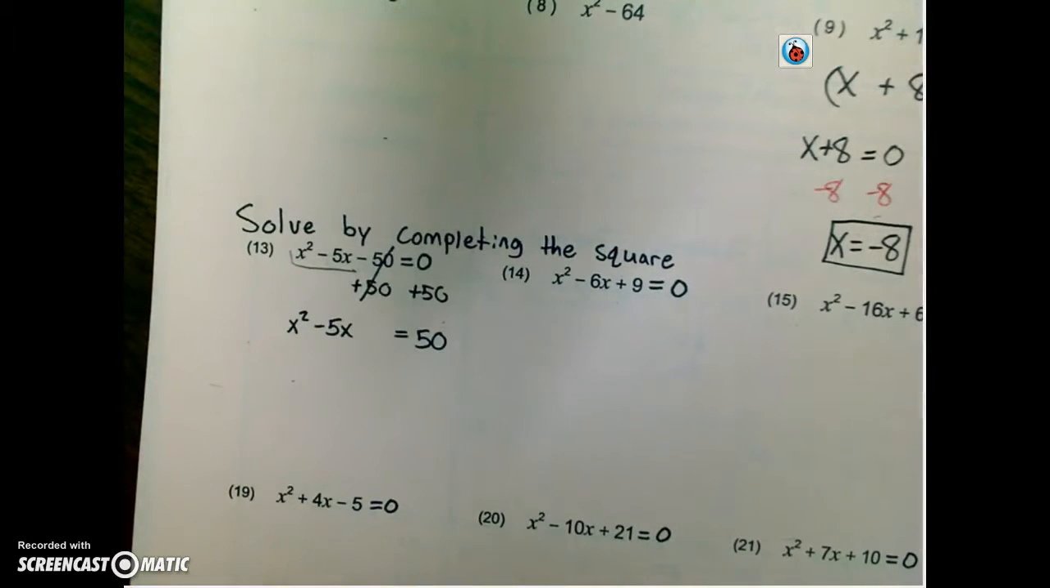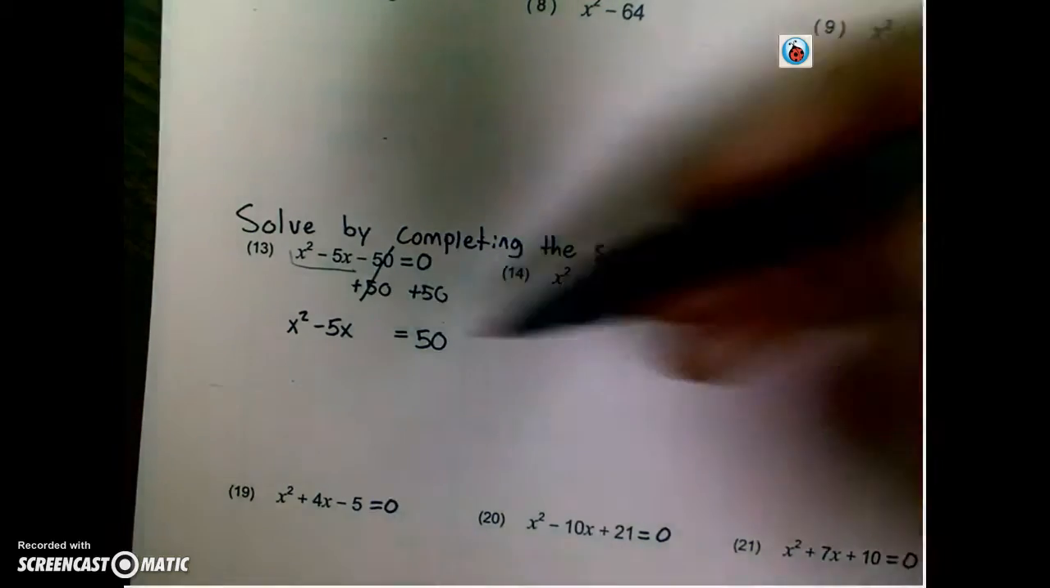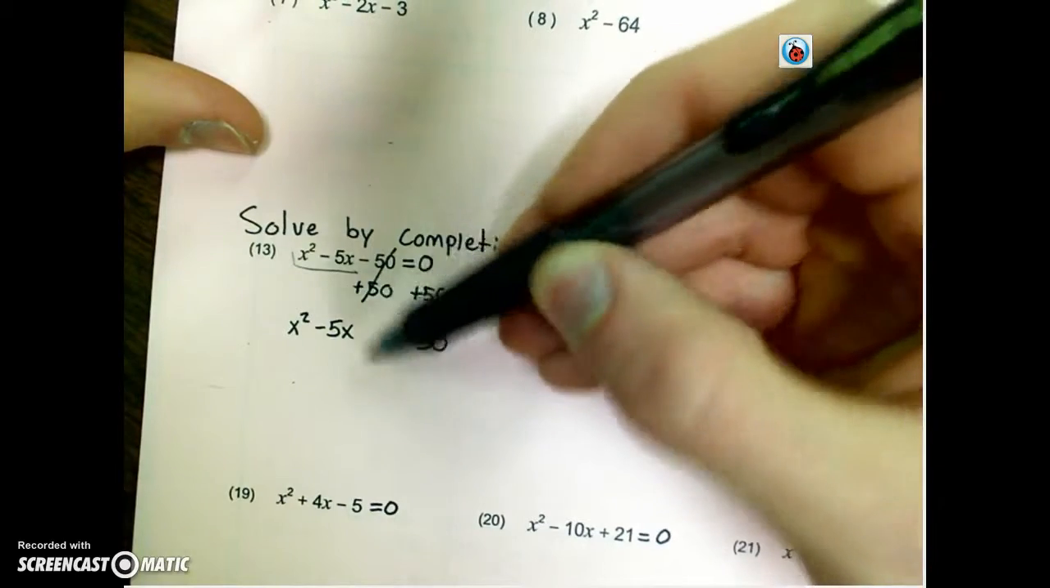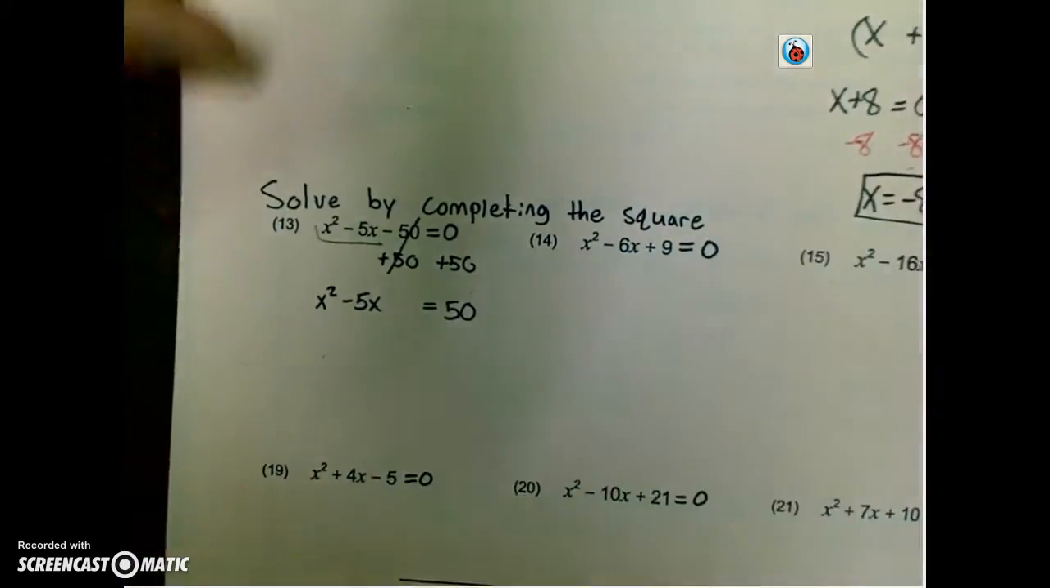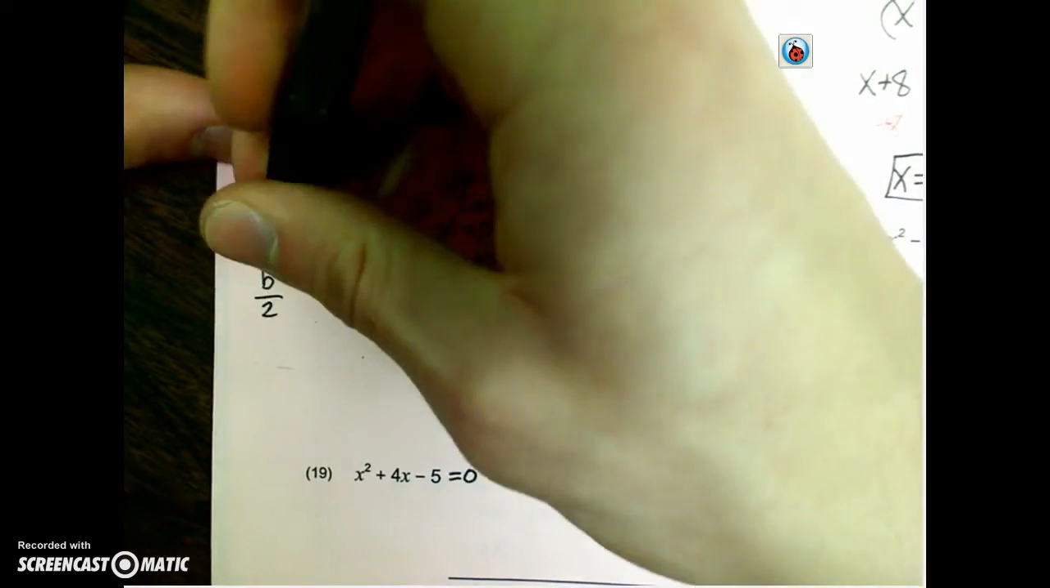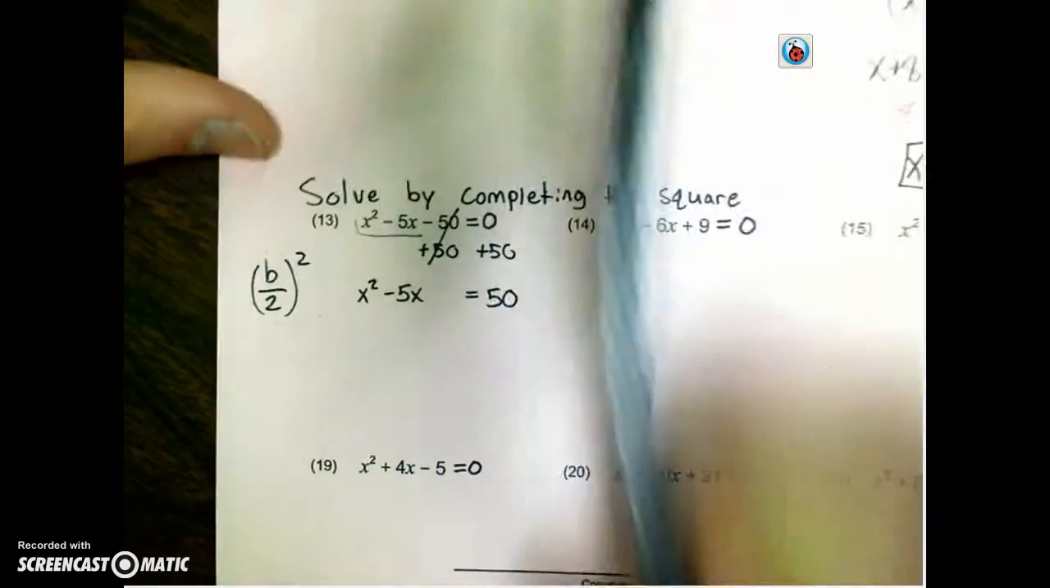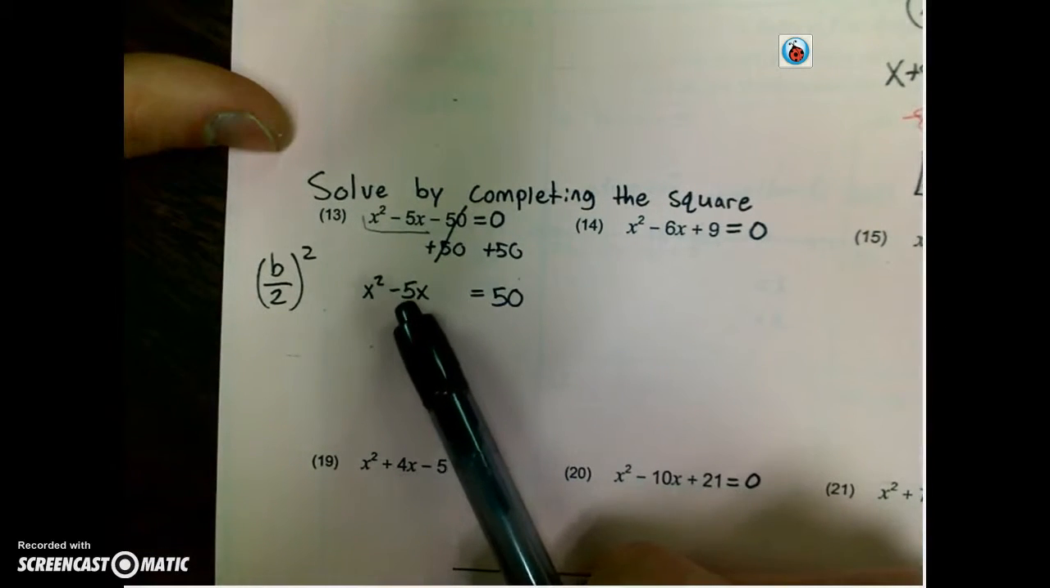Now, here's going to be the issue with this, is that we're going to run into a fraction. This is one of the reasons that I wanted to look at this one, and the other ones will work out fine, but this one doesn't because we're going to get a fraction. Now, to find out what number goes right here, the formula to help us find this is b divided by 2, squared.